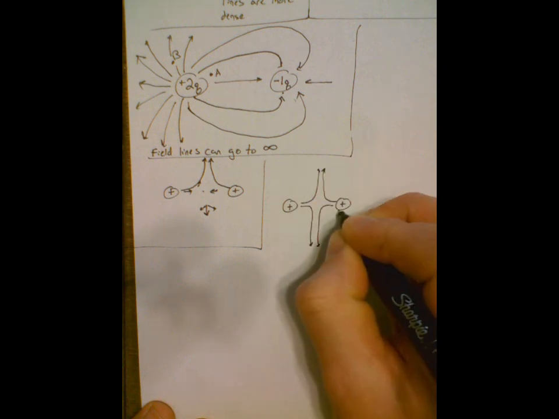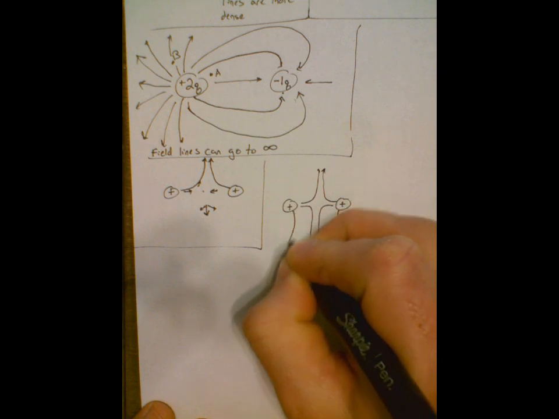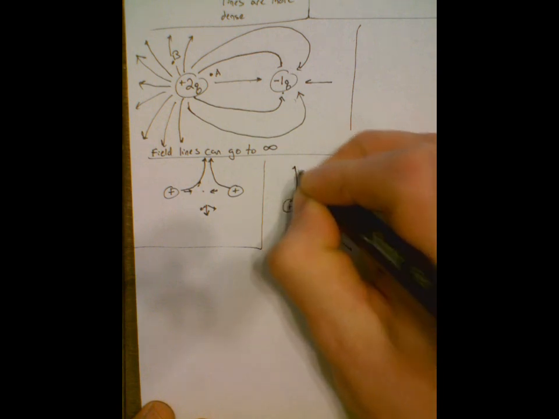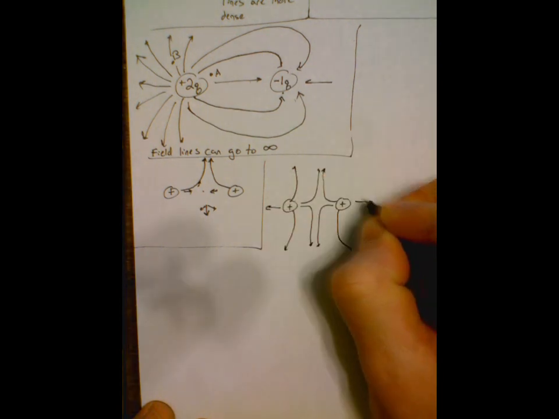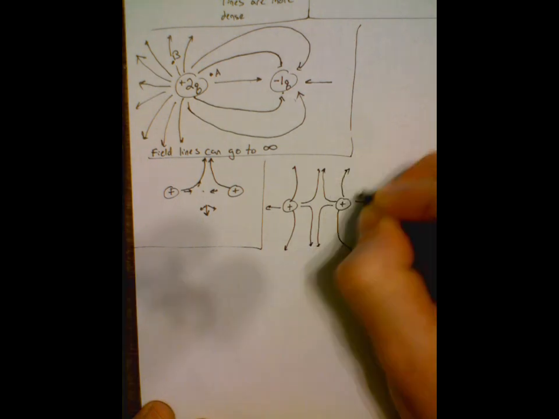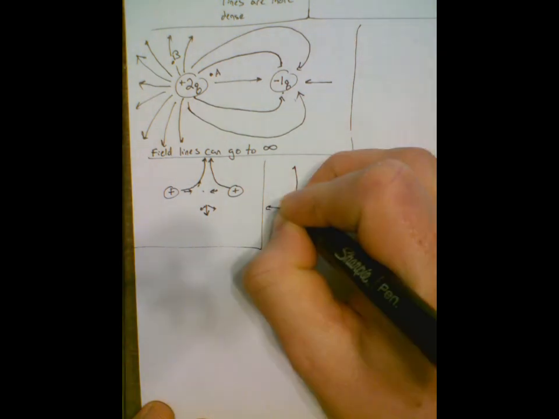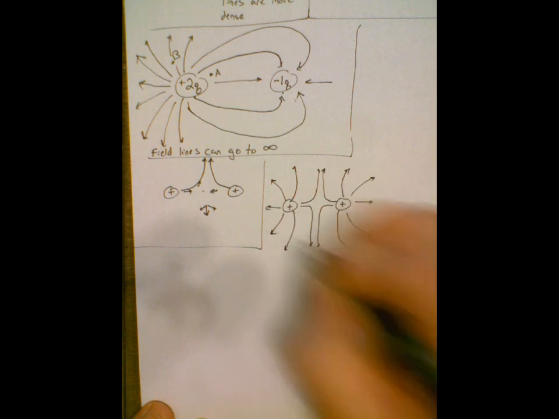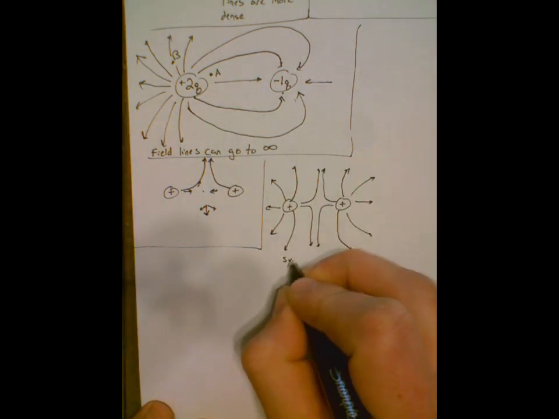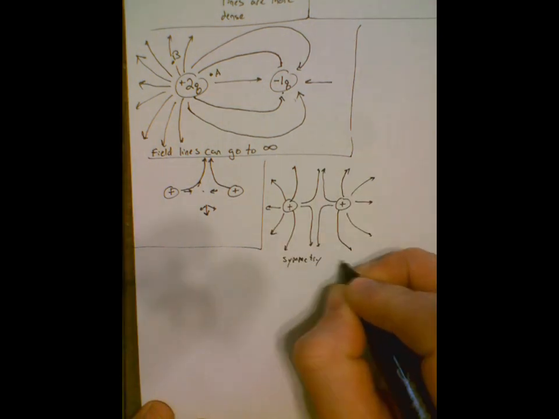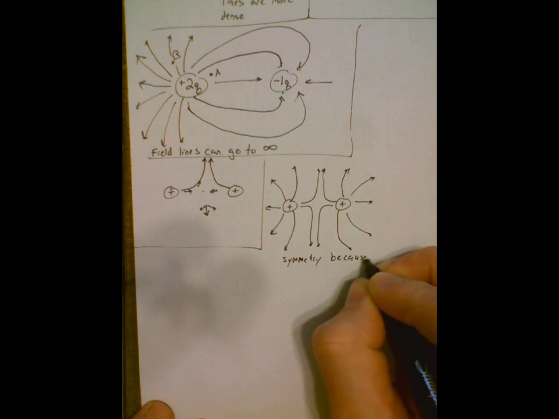we start to see this interaction between the two charges. Now we have a symmetry here because they're identical.